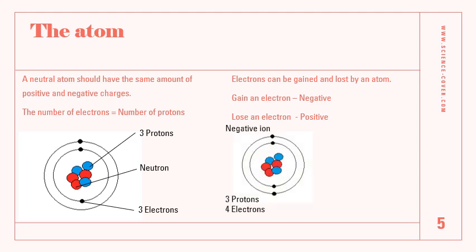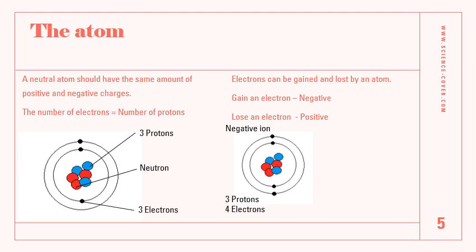We call these ions. So this diagram shows a negative ion, as it has 3 protons, but has 4 electrons. Therefore, it has more negative charge than positive charge. So overall, the atom has a negative charge and is a negative ion.